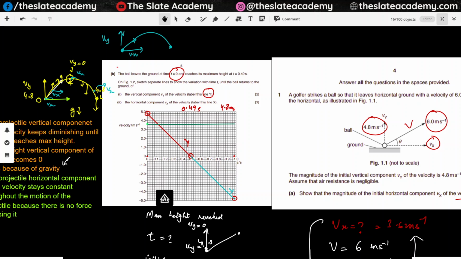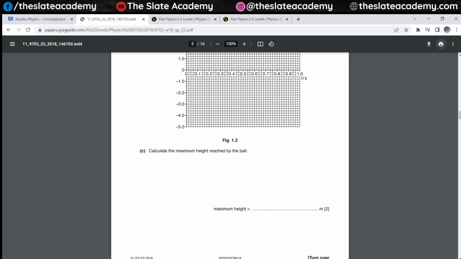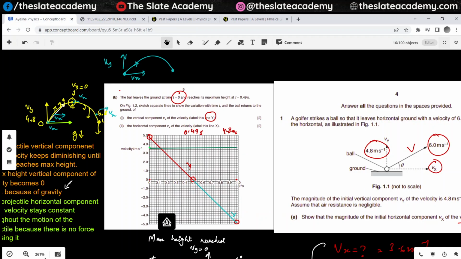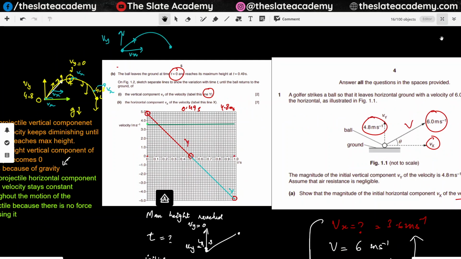Part C, is that what it asks? Maximum height reached by the ball. Fine, maximum height. So I have to calculate S. I don't have to calculate T. I have to calculate S.